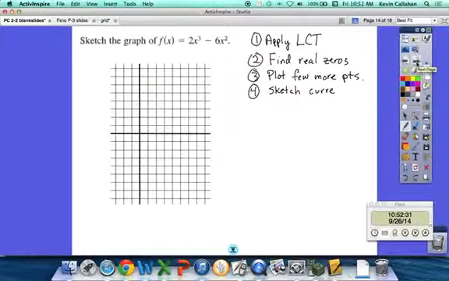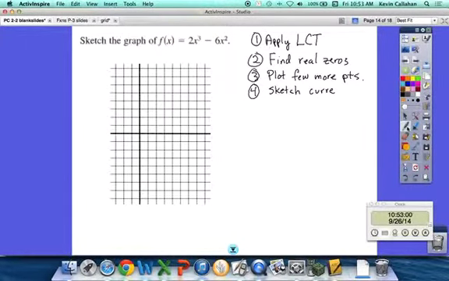Okay, so there's going to be some homework, which is graph the polynomial function. And we don't just mean throw it in the calculator, but these are the steps that they're given to do it. The first step will be apply a leading coefficient test, right? Figure out whether it's falling to the left, rising to the left, falling to the right, rising to the right. Find the real zeros, which we just did. Right? Plot a few more points, and then sketch a smooth, continuous curve.